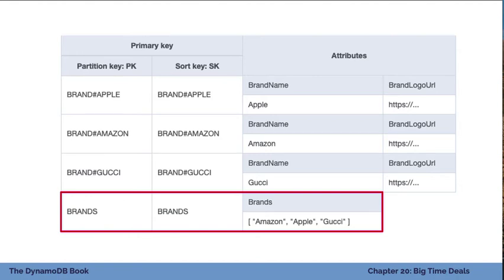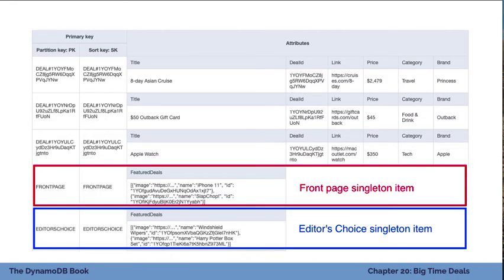We can do the exact same thing with our pages. And what we'll do is create two new item types here. One is for the front page, and the partition key is going to be front page, and the sort key is going to be front page. One is for editor's choice, and the PK will be editor's choice, SK will be editor's choice. And you can see it's just got a single attribute there, that array of featured deals, and that'll just be set by the editors in our CMS.